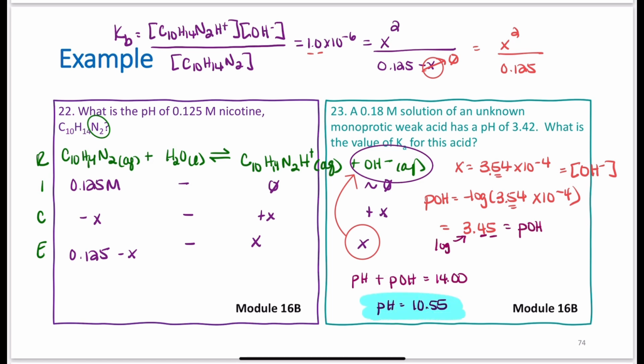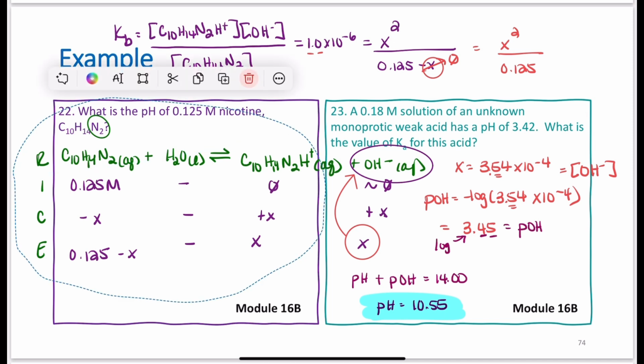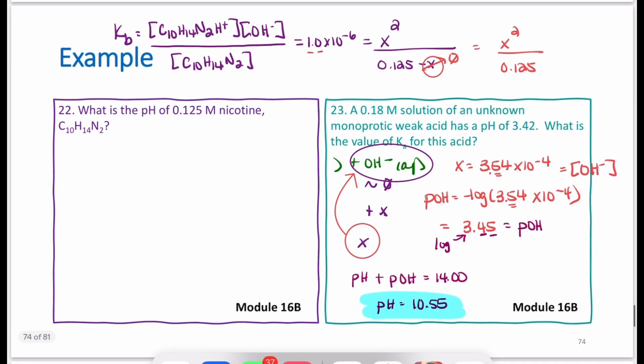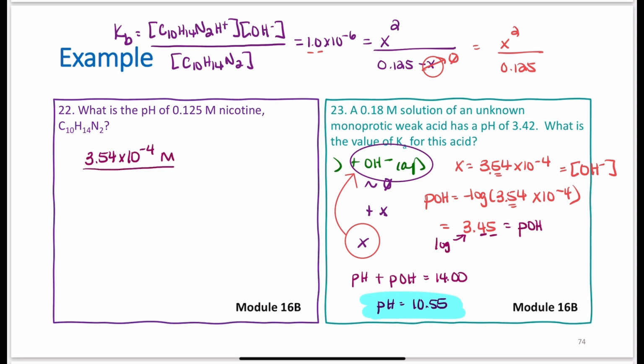Now, I should check my assumption because I did make one. Again, checking the assumption is the same thing as figuring out the percent ionization. So it's my part over my whole. My part is the part that dissociated, 3.54 times 10 to the minus 4 molar. And how much I started with was 0.125 molar. Multiply that by 100%, and I get 0.283%. It's less than 5%, so my assumption is valid. Therefore, the pH of the solution would be 10.55.